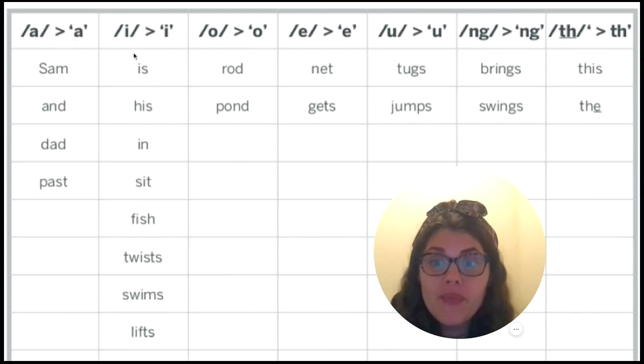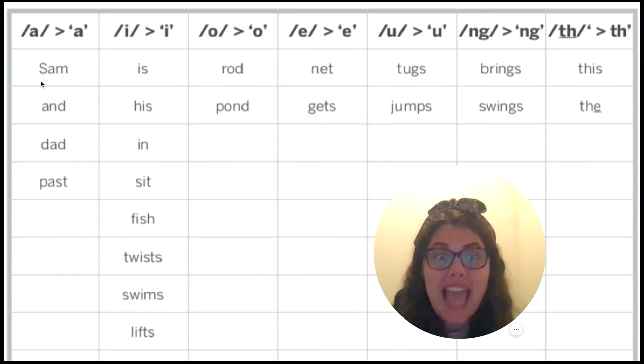A, I, aw, ng, and f or v. So friends, tell me, what's this word right there?